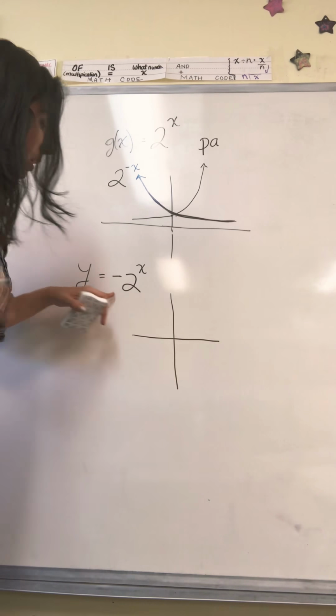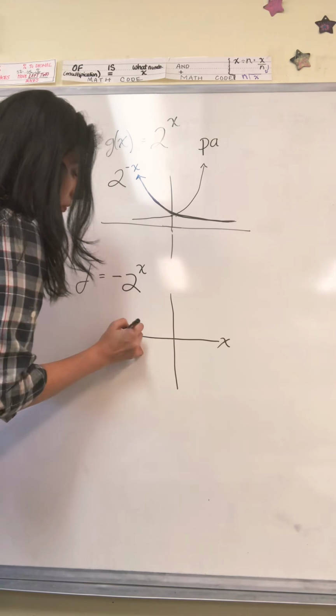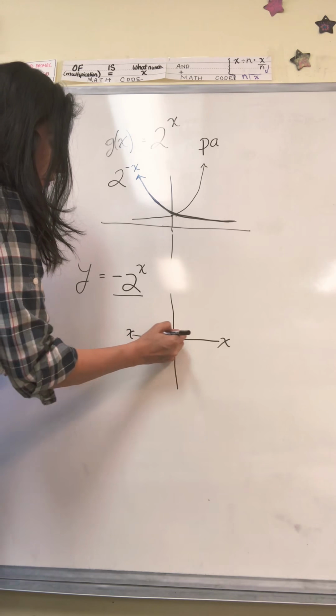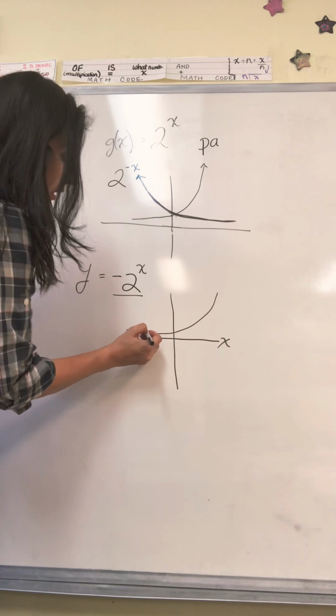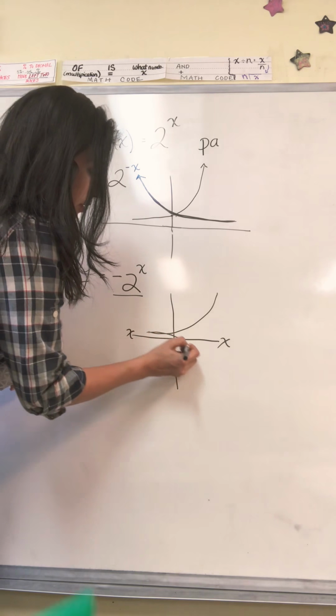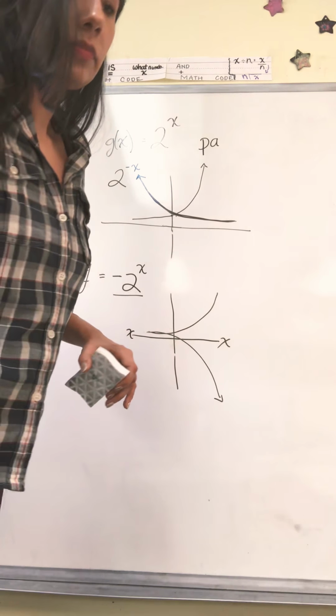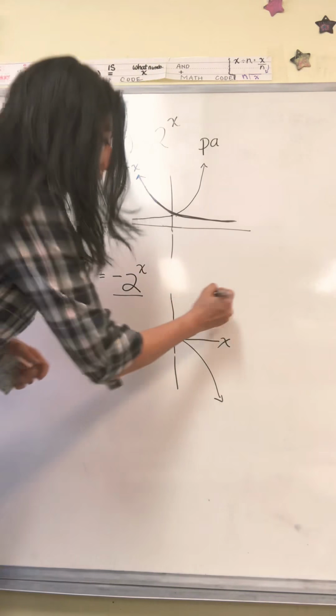On this instance, it's going to flip on the x. So when there's a negative in the base, this graph basically goes this way. It goes down, okay? It's really just as simple as that.